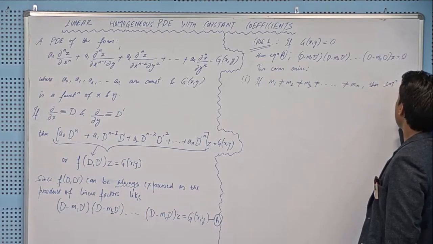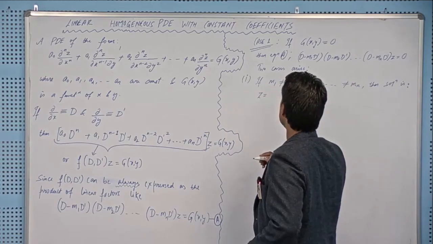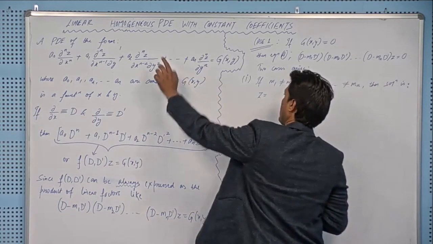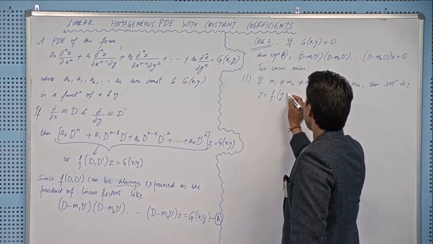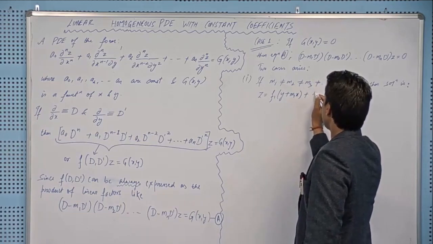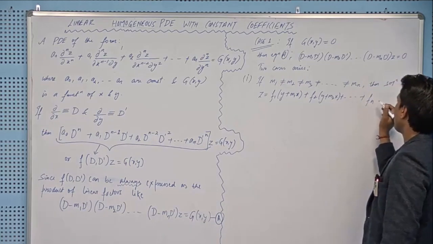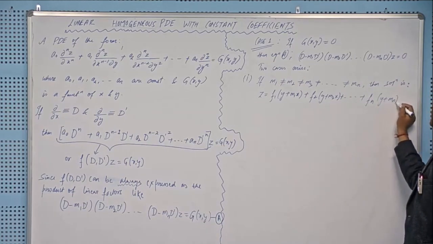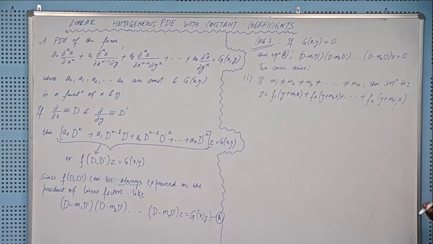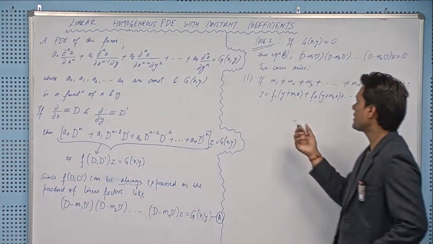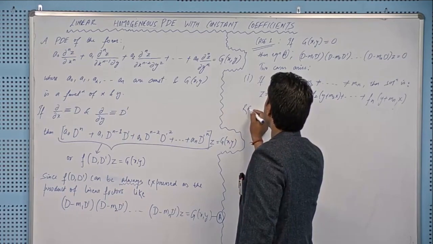the solution is given by z equal to, right? Why am I writing z? Because z is the dependent variable. Z has to appear on the left hand side. Z is equal to f1 of y plus m1x plus f2 of y plus m2x plus up to fn, obviously of y plus mn x. So in that case, this will be the solution, and I will explain why this is a solution, the explanation or reason behind this.